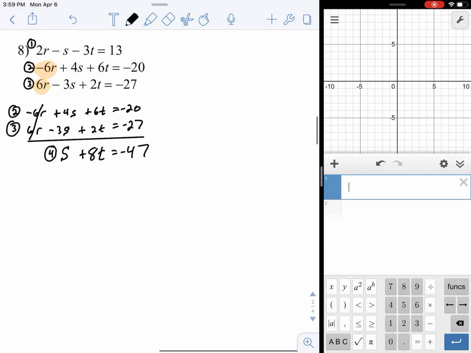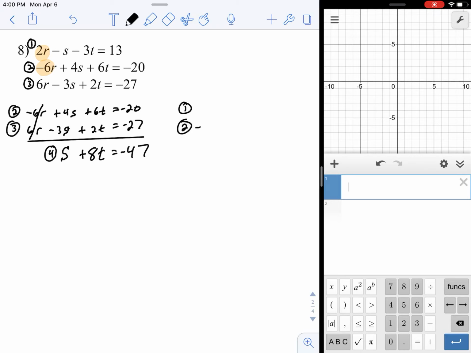Okay, now I need to eliminate r again, but I can't use 2 and 3 again, otherwise I just duplicate the work and nothing will come of it. So now I need to either use 1 and 2 or 1 and 3, but I can't use 2 and 3 again. I'm going to use 1 and 2, because I'm pretty sure I can eliminate the r here just by multiplying the first equation by 3. So here's what I'm going to do. I'm going to be combining equations 1 and 2.